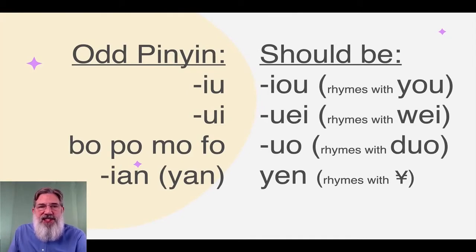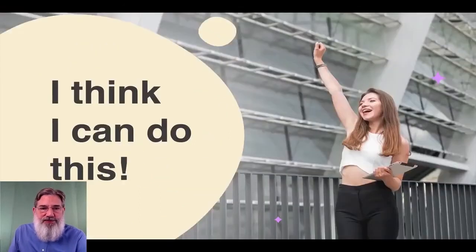And finally, the IAN. It looks like yan, but no, it's yen. Y-A-N is pronounced just like the Japanese currency yen. And therefore, if the final of a word ends in Y-A-N, it rhymes with yen. So, for example, sky is T-I-A-N, looks like tian, but no, it's tien. They should have used an E there, but they didn't. So it's just one of those things that's odd, but you'll get used to it real fast.